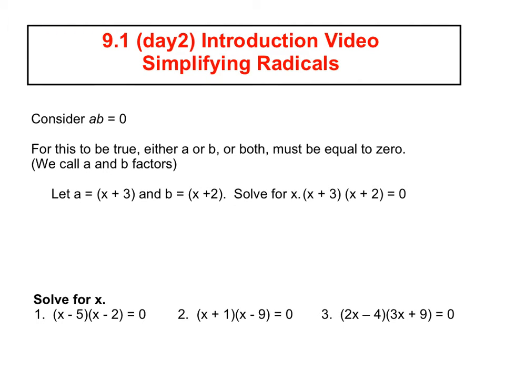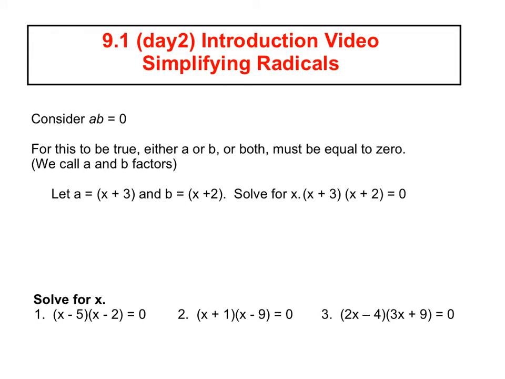All right, the second day of lesson 9.1, we're going to focus first on this property right here. This is our zero product property. It says consider AB equals 0. So they're saying A times B equals 0. For this to be true, either A or B or both must be equal to 0. If you're multiplying two things, the only time you get 0 for an answer is if one or both of them are 0. And then we call A and B factors because A times B equals 0.